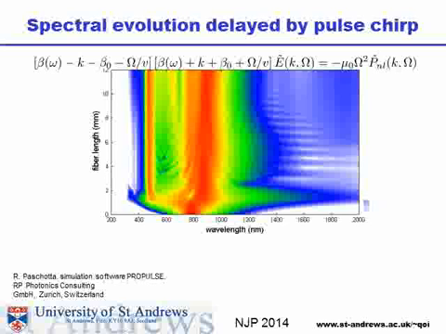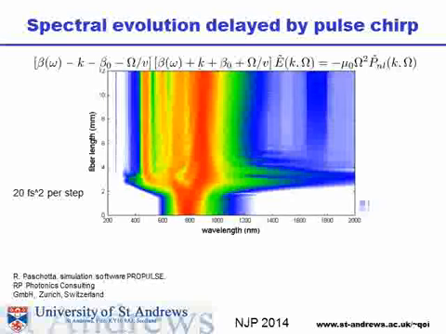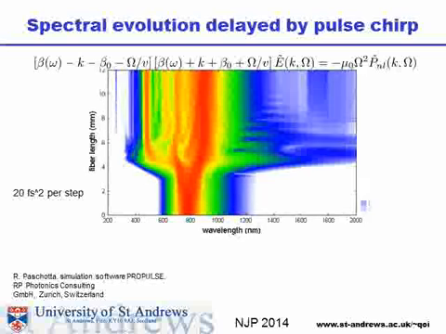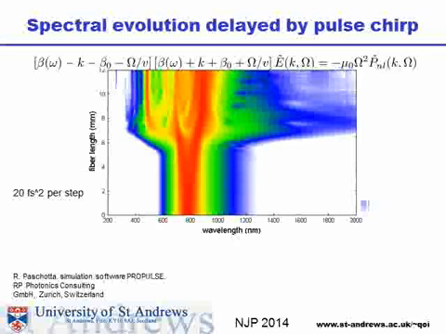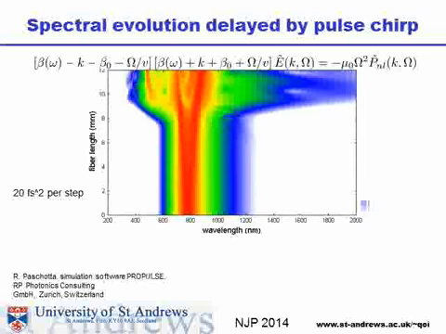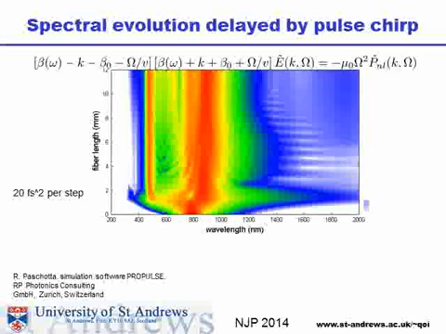Here you see the simulated spectral evolution of an intense pulse in the fiber. You can see the significant spectral broadening over more than an octave. In our experiments, we use the input pulse chirp to delay this violent spectral broadening along the fiber and to observe the spectra of negative resonant radiation at every stage of pulse evolution at the end of the fiber.